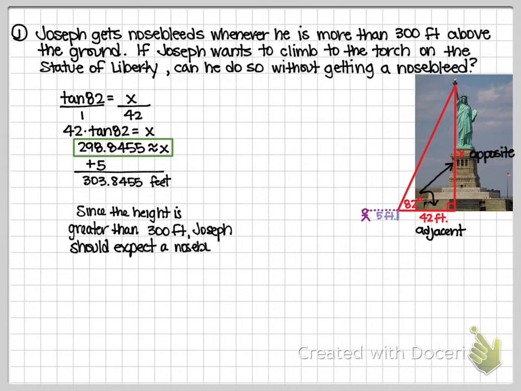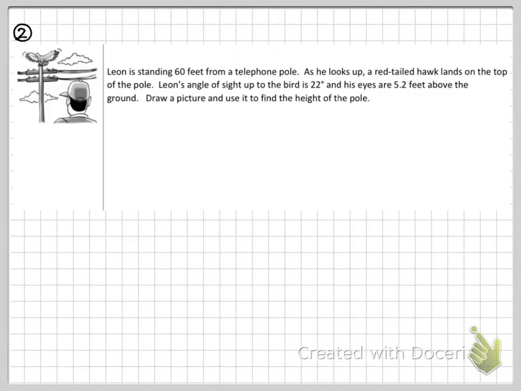Okay, let's take a look at another one. All right, so the picture isn't given to us this time. We're going to have to draw it. All right, Leon is standing 60 feet from a telephone pole. Well, let's draw the telephone pole. Okay, so let's say we've got the telephone pole here. So we'll call this, the whole thing is going to be the pole. And he is standing 60 feet from this. So 60 feet along the ground. He's over there somewhere. And I know that distance is 60. So let's put that in.